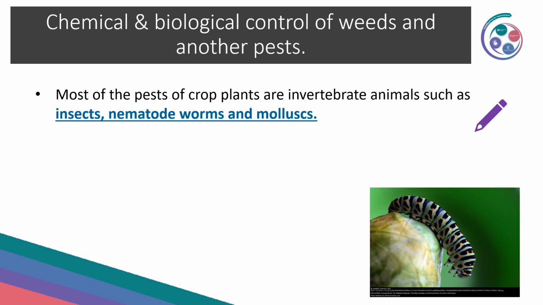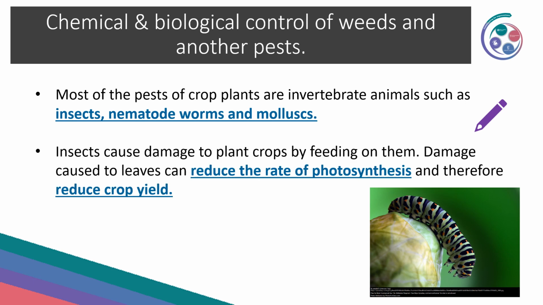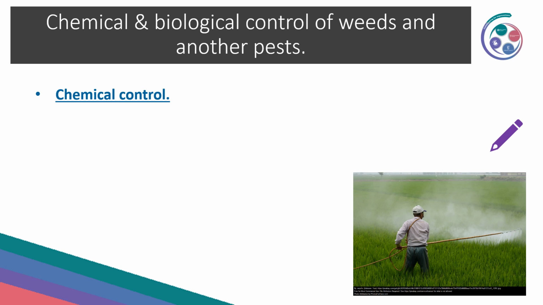Most of the pests that are responsible for damaging crop plants are invertebrate animals such as insects, nematode worms, and molluscs. They cause damage to crops by feeding on them. This can in turn reduce the rate of photosynthesis and therefore reduce the yield of that crop. So how do we control weeds and pests? We can use chemical or biological methods of control.